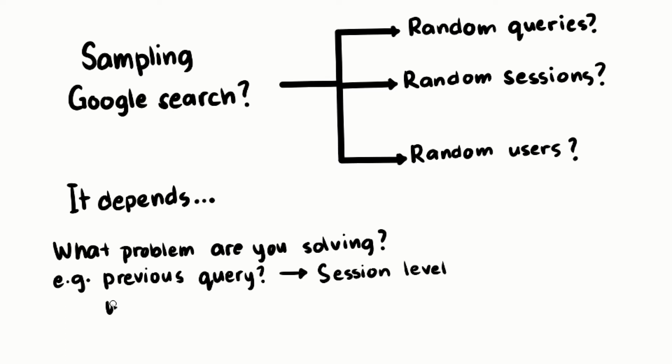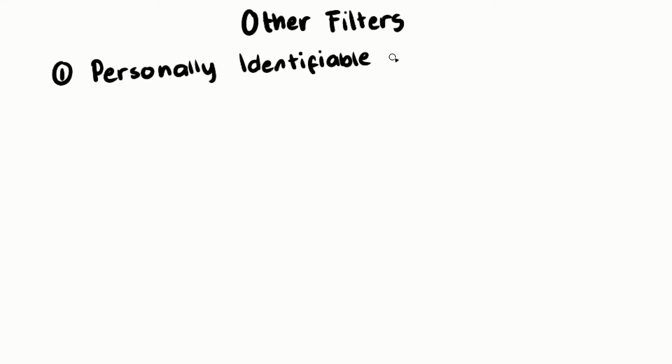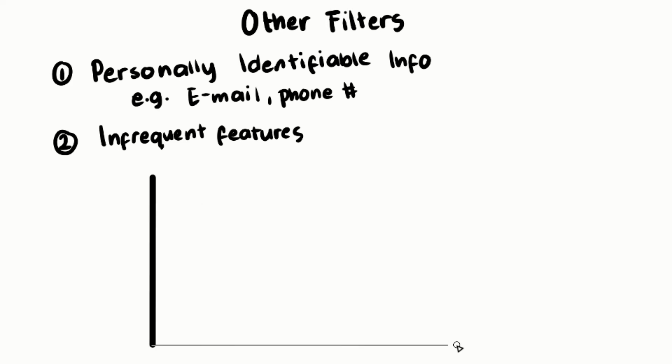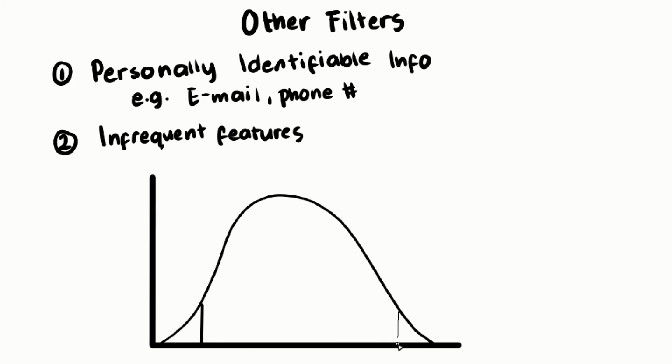However, if you are using a feature called user behavior from the last week, you would need to sample at the user level. Additionally, you usually also would have to filter out any personally identifiable information, and you may also have a policy that requires you to remove infrequent features. And this type of filtering will skew your distribution because you lose information in the tail, that is the part of the distribution with very low values that is far from the mean. And this filtering is helpful because very infrequent features are hard to learn.